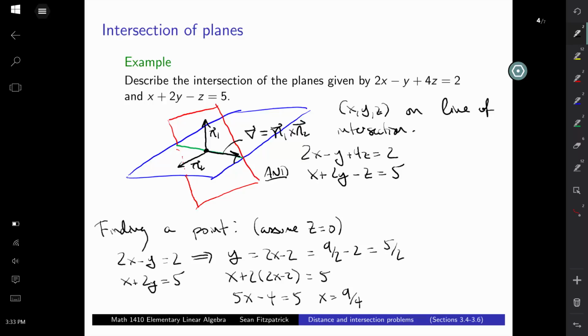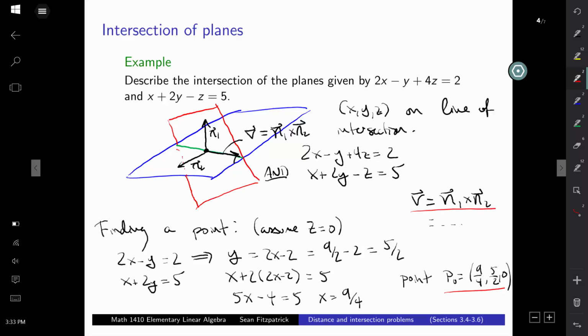So I could find my point. P naught is going to be 9 over 4, 5 over 2, and 0. And then I could get my direction vector. I'm going to skip this; if you want to compute it, you can. I could calculate v as normal 1 cross normal 2, and figure out what that is. Once you've got a point and a direction vector, you know how to write down the equation of that line. So now that's one way to do it.